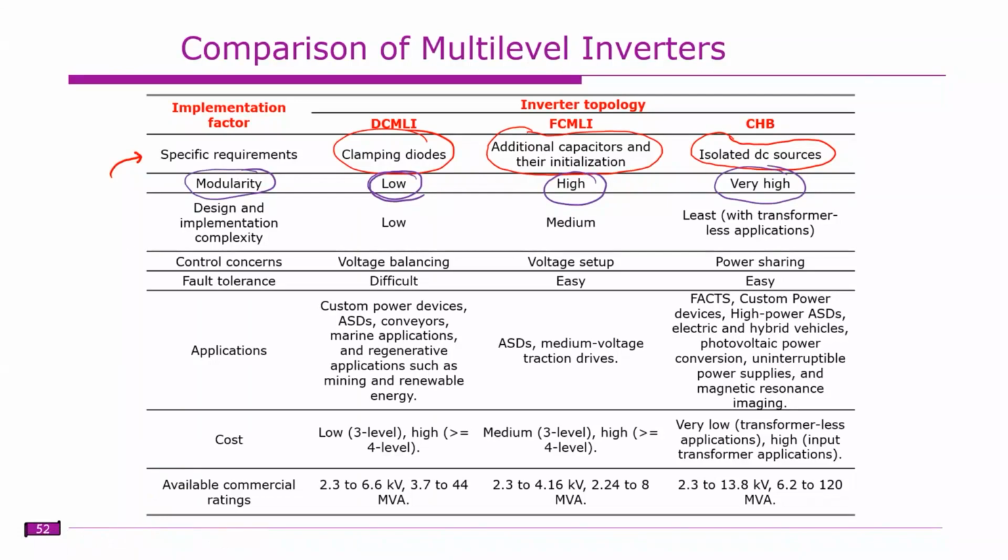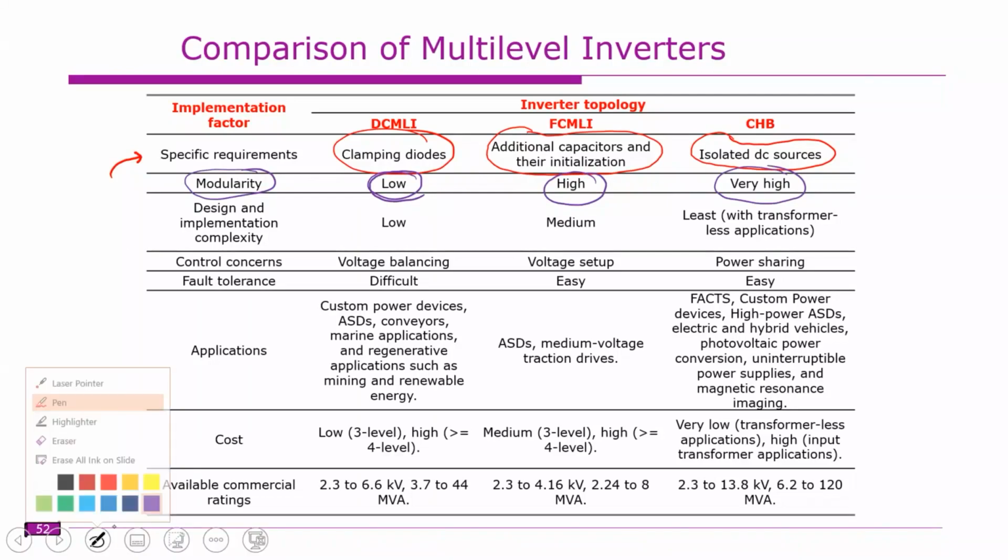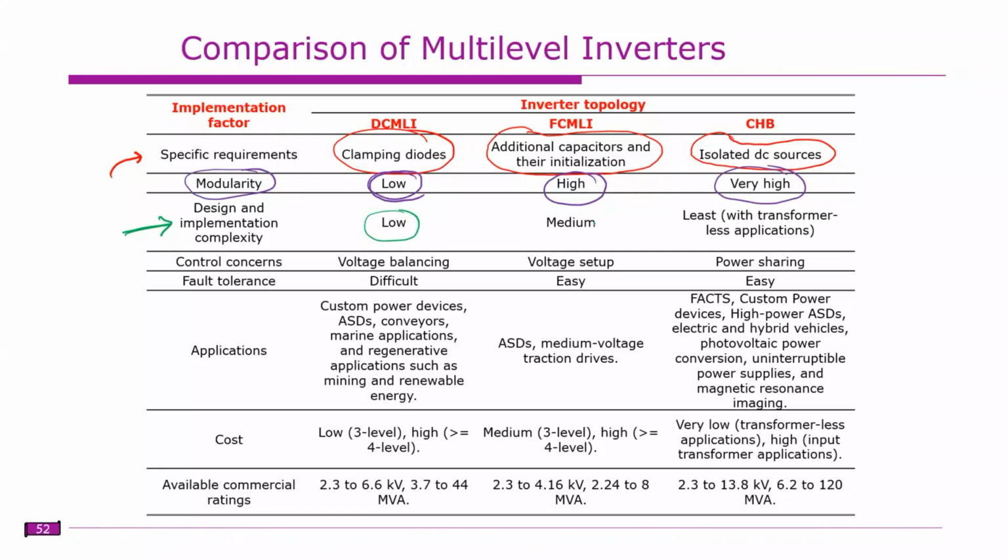And design and implementation complexity. In case of diode clamp, the design is easy, somewhat low. For flying capacitor, it is medium. In case of cascaded H-bridge, this is least. The design implementation is least.